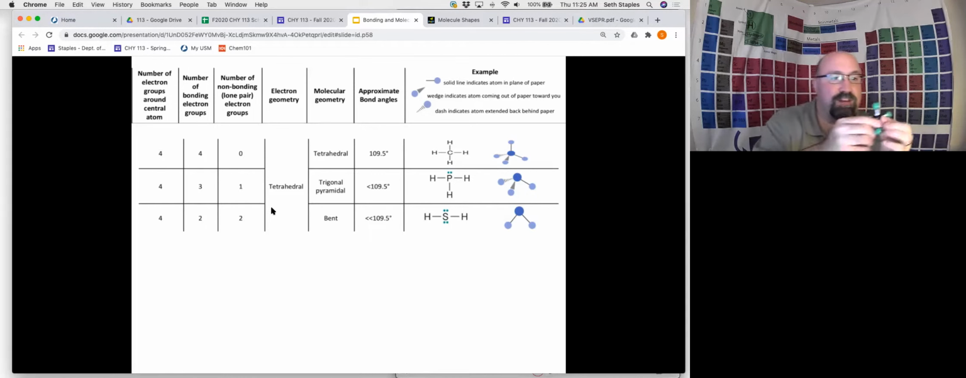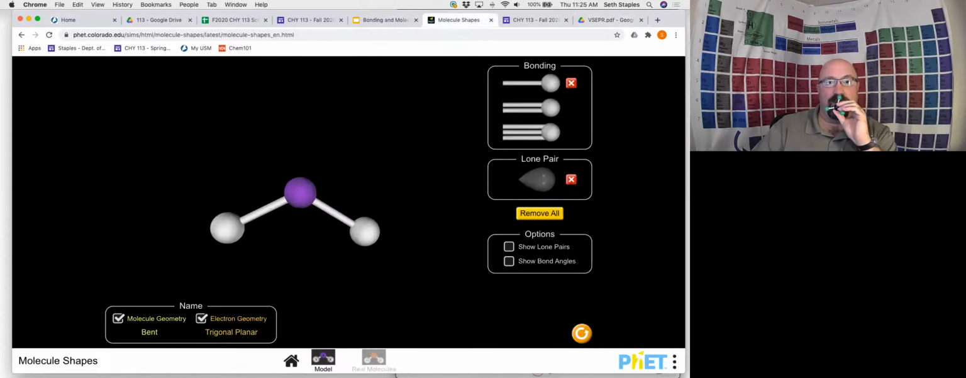So we have 3 different examples of that. In the first example, we have no lone pairs. All 4 of our electron domains are bonding pairs. And so that means that our molecular geometry is also tetrahedral. And so that would be, wrong chart.